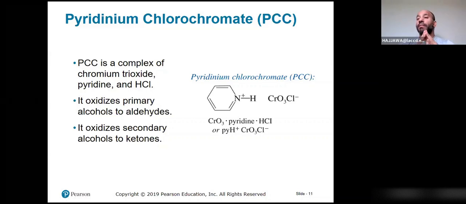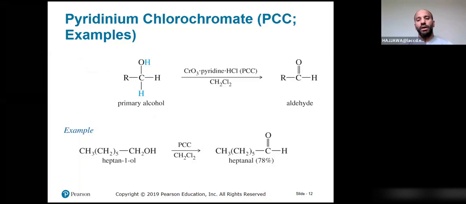It's important that we remember that PCC or PDC can oxidize a primary alcohol or a secondary alcohol, but the secondary alcohol will not give you an aldehyde, rather it will give you a ketone. The primary alcohol will be the one that's taken to the aldehyde level. And you can see examples here. Here a primary alcohol will be taken to an aldehyde.